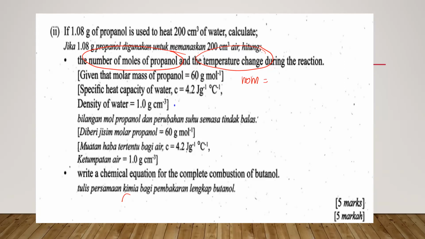Number of moles. Yes, Mukni, the first part. Mass over molar mass. Okay, so what did you do? What did you get? 1.08 over 60. Okay, correct, 1.08 over 60. Okay, what do I get, Mukni?